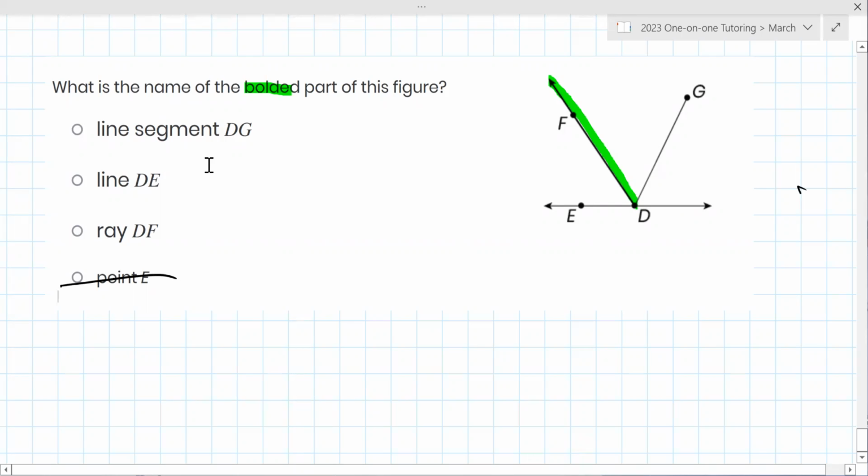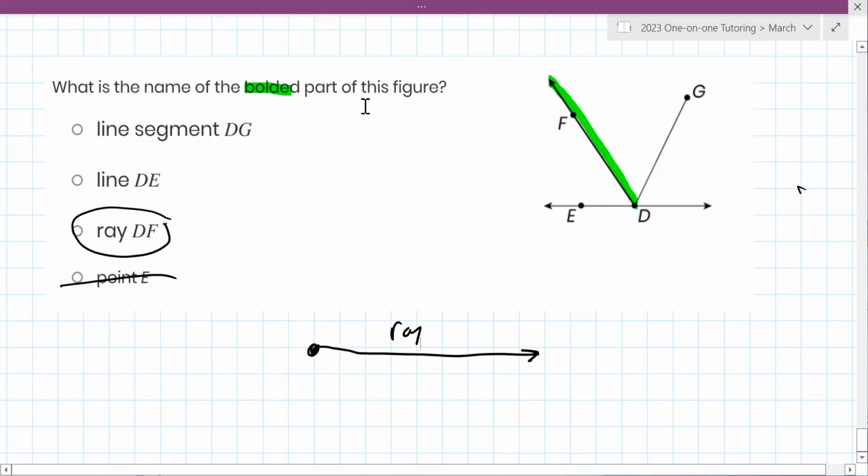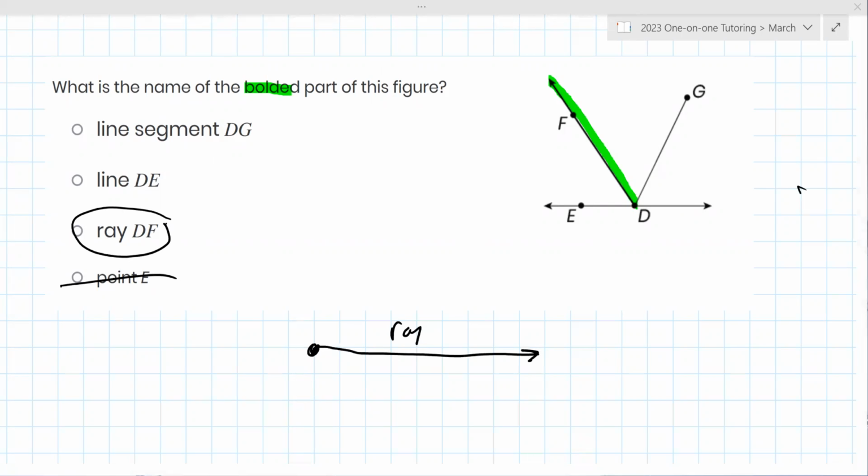Okay, do you see them anywhere in here? Yeah. Where do you see them? On a ray. Yeah, so here's what a ray is. A ray starts at a point and it goes out. This is a ray. Have you seen that in class or not? Yeah. Okay.